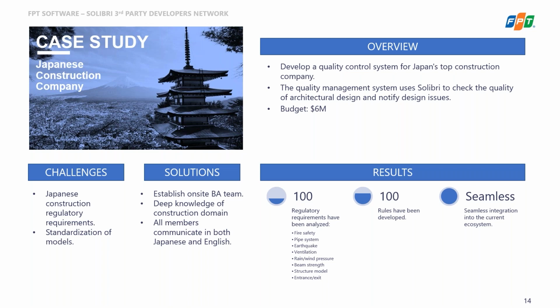We've managed to analyze 100 regulatory requirements from different areas like fire safety, pipe system, earthquake, ventilation, rain, wind pressure, beam strength, structure model, entrance and exit. And this resulted in 100 rules developed. Of course, as a bonus on top of that, we were able to seamlessly integrate Solibri into the customer's existing ecosystem.